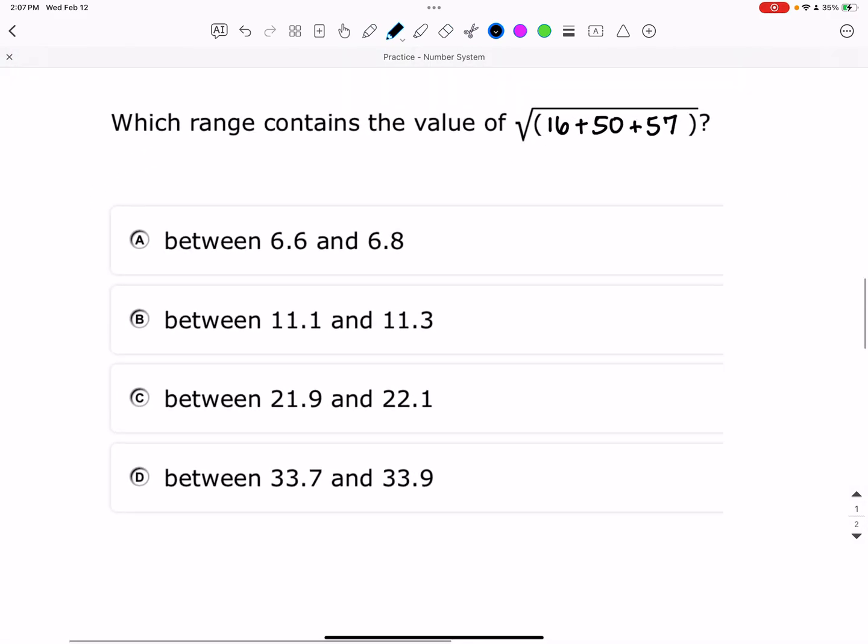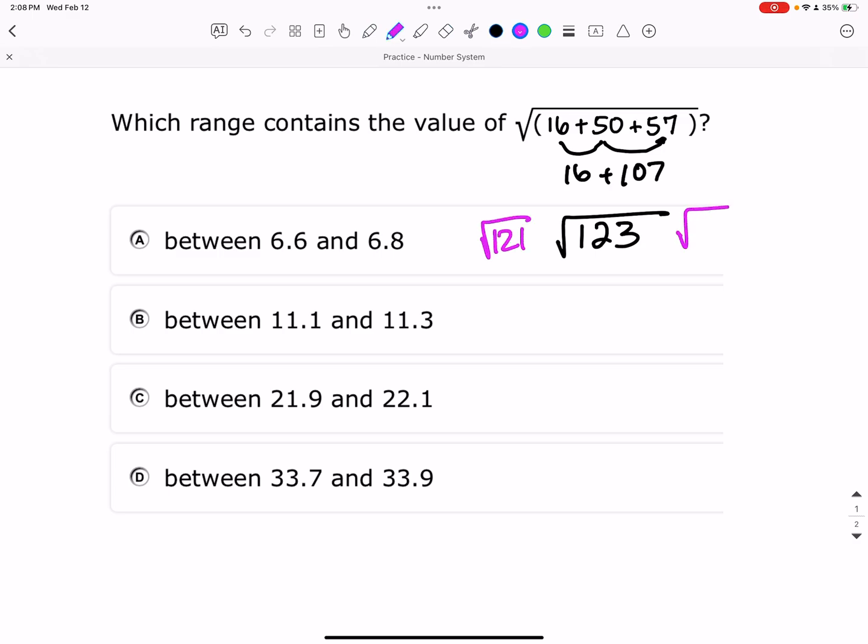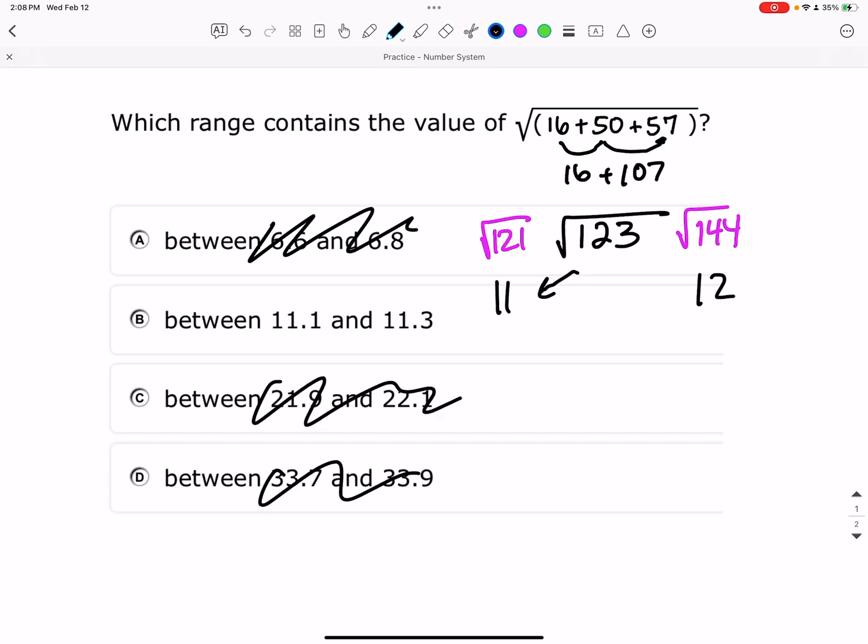Okay. 5, let's see, 16 and 50. Well, I'm going to do it this way. 57 and 50 is 107, plus 16 is 123, square root of 123. I don't know the square root of 123, but I do know the square root of 121 and 144. So this is 11 and 12. So it's between 11 and 12, and it's really close to 11. It's not in the 6s, it's not in the 20s, it's not in the 30s. Yeah, it's the only one that makes sense.